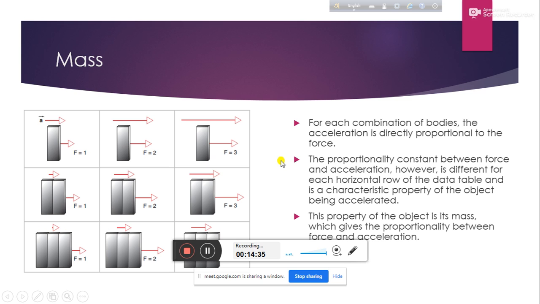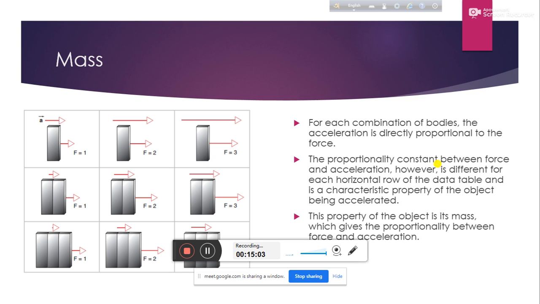So what we can conclude is that for each connected body, the acceleration is directly proportional to the force. Okay, do you agree that the acceleration is directly proportional to the force? Because when we are increasing the force, the acceleration also increases. So acceleration is directly proportional to the force for all the rows. If we increase the force, the acceleration also increases. Now, the proportionality constant between the force and acceleration.